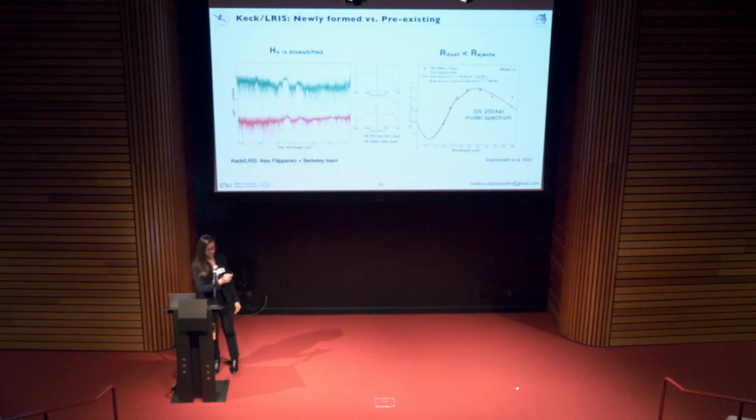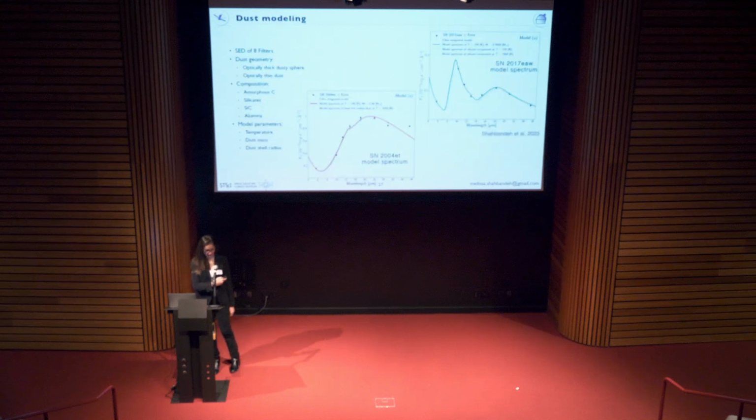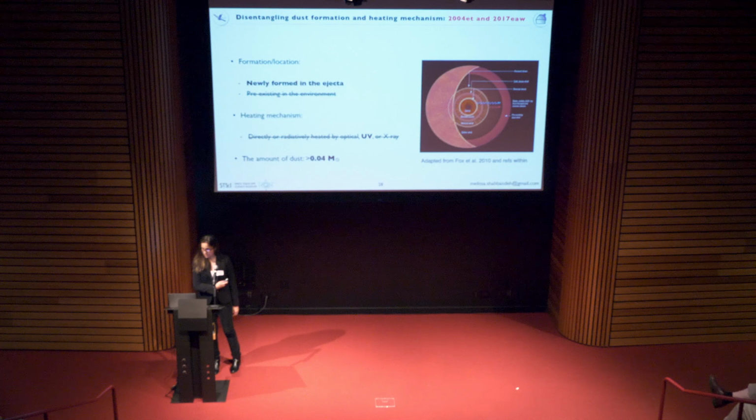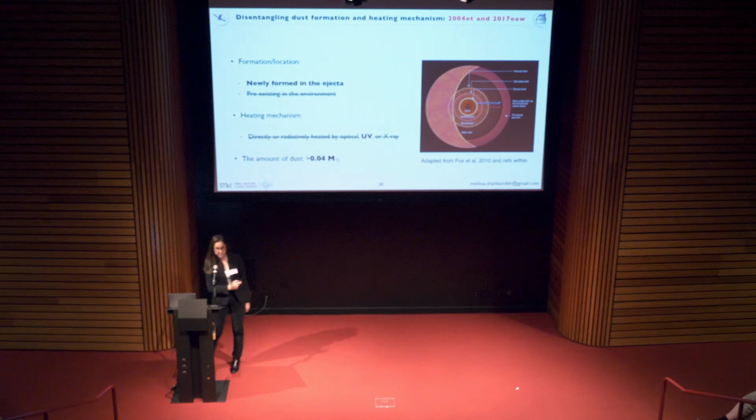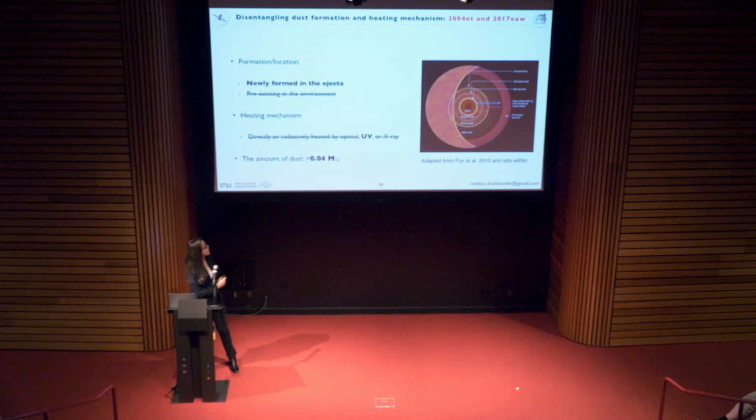So we used LRES spectra of both of these supernovae, and both of them showed a blue shift and told us that this dust is probably newly formed in the supernovae. And we used JWST data to have a better understanding of how much dust is there and the composition of dust. So LRES helped us distinguish between newly formed and pre-existing. LRES also helped us to exclude the optical as a heating mechanism, and JWST helped us to have a better understanding of the lower limit on the dust mass.